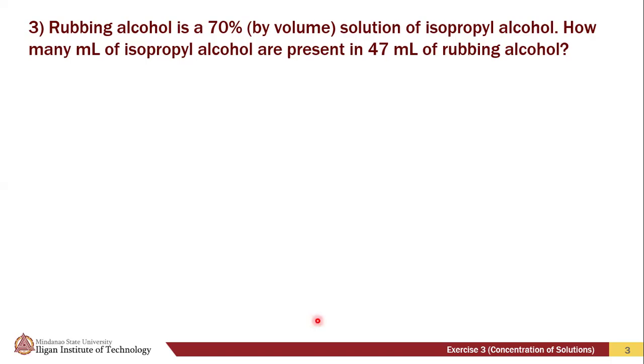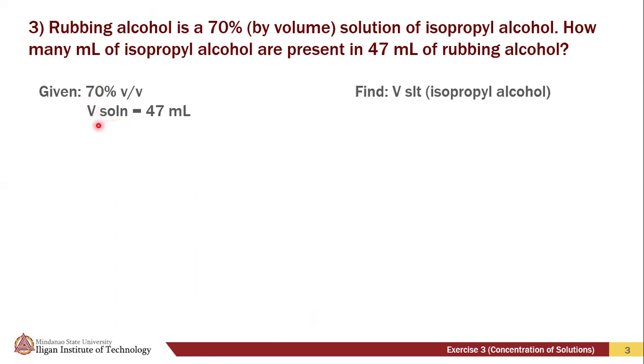So we're given the following information: the concentration of our solution and the total volume of our solution as well. We need to find the volume of the solute, and we have this formula for the percent by volume. Note that it's very similar to our percent by mass. It's still solute over solution, but instead of mass, we have the volume.